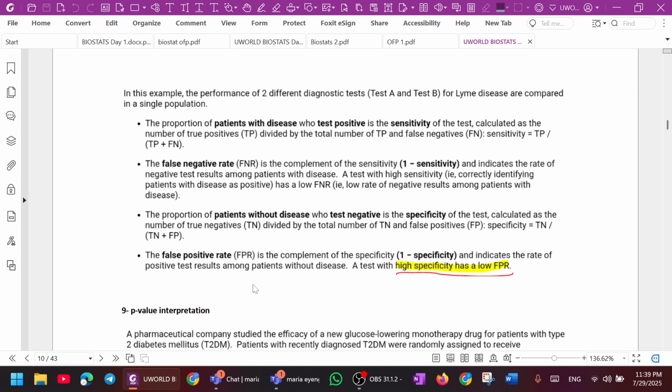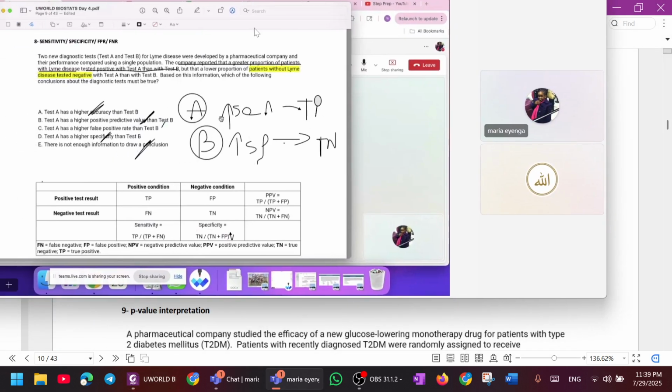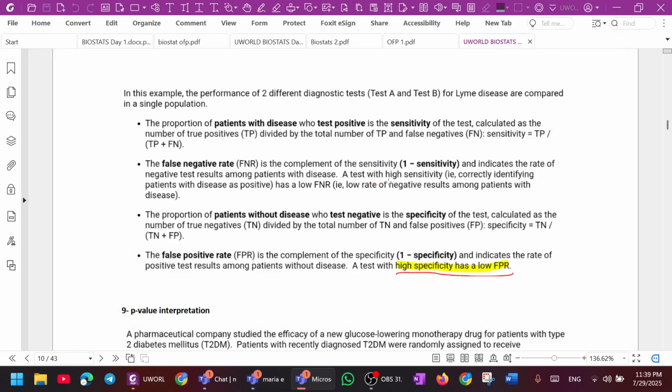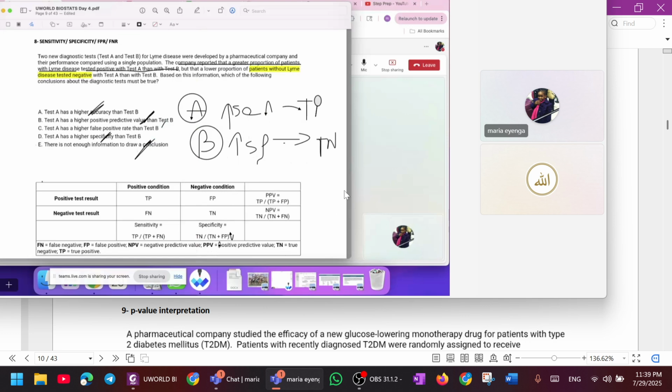test A has a higher specificity than test B. We already concluded here that test B has a higher specificity, so see, this doesn't even make sense. And then, there is not enough information to draw the conclusion. This doesn't make sense; we have all the information that we need. So here you just needed to know that sensitivity goes with true positive and is increased in A, and specificity goes with true negative and is increased in B. And then you needed to know the table and know that specificity goes with false positive, so if this increases, this decreases.